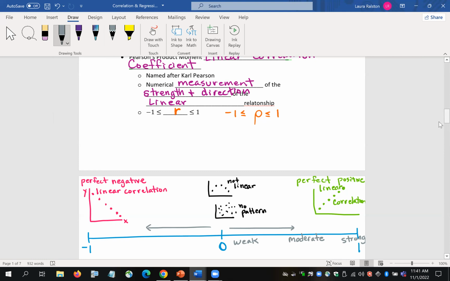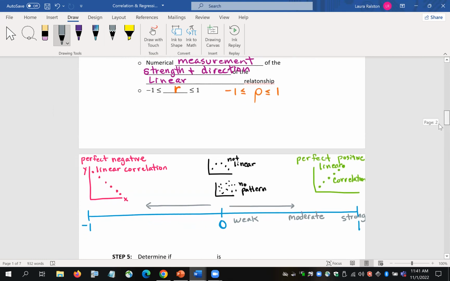The direction is determined by whether it is positive or negative. The strength is determined by the numeric value, how close you are to 1.